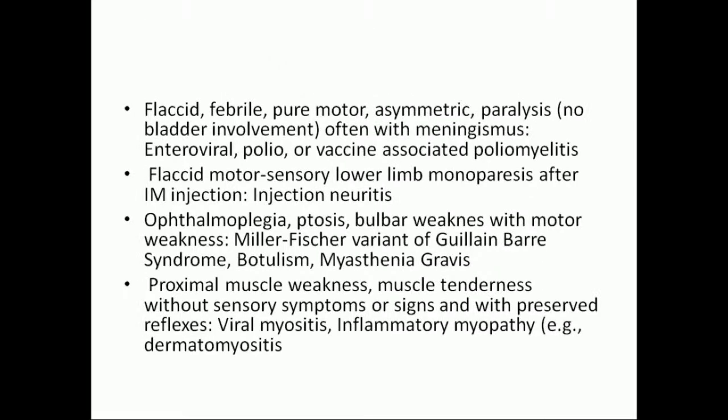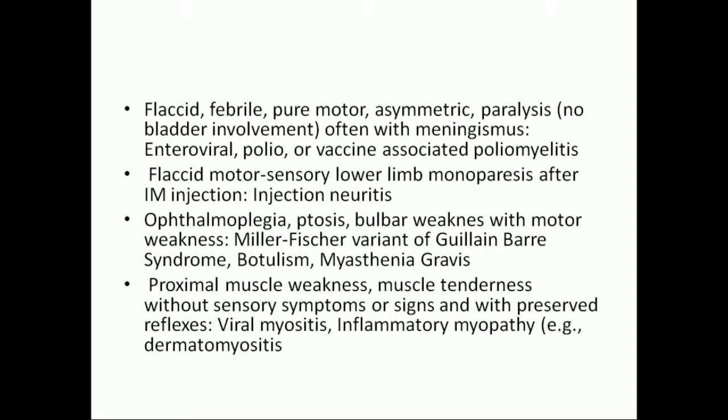If there is a flaccid, febrile, pure motor, asymmetric paralysis with no bladder involvement and with meningismus, then it is most probably enterovirus, poliovirus or vaccine-associated poliomyelitis. If there is a flaccid motor-sensory lower limb monoparesis after IM injection, then it is injection neuritis. If there is ophthalmoplegia, ptosis, bulbar weakness, motor weakness, ataxia, then it is Miller Fisher variant of GBS, botulinum toxin or myasthenia gravis.